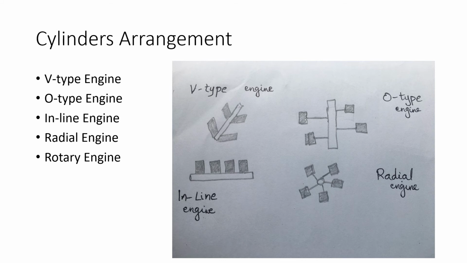And in inline engines, pistons are all arranged in one line. And in these 3 types of engines, V-type, O-type, and inline type engine, the pistons are even in number. Whereas in radial engines and in rotary engines, pistons are odd numbers, like it could be 3, it could be 5, it could be 7 or 9. So in radial engines, they move in rotary motion. The top 3 types of engines are liquid or air-cooled engines.